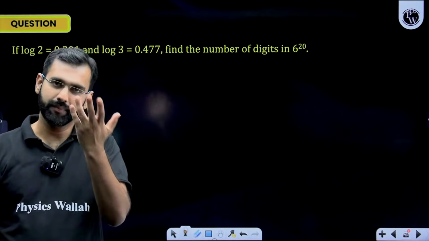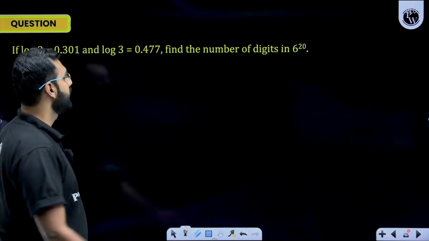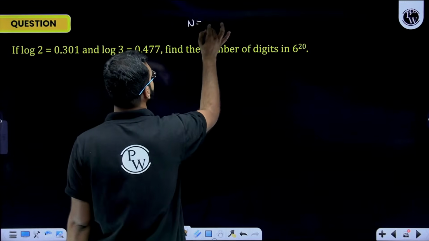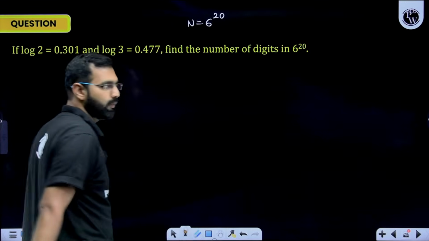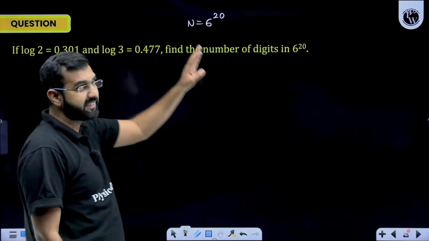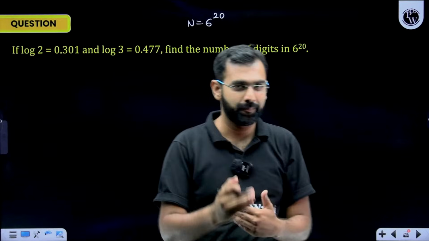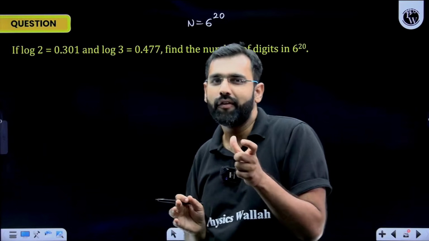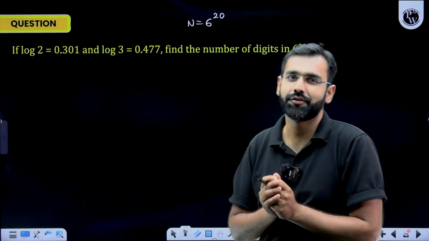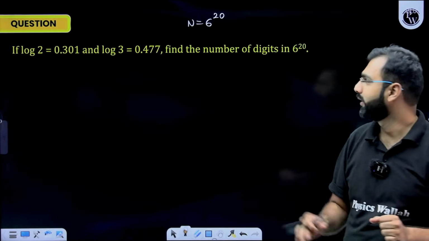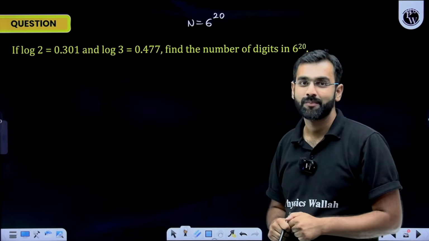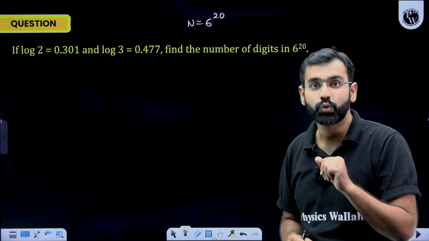Now that's a number. Great. How do we figure it out? Let's say the number is 6 to the power 20, so I'm treating n as 6 to the power 20. Cool. So by some means, if I could find its log and if I could see its characteristic, I think I could tell you the number of digits in this number.